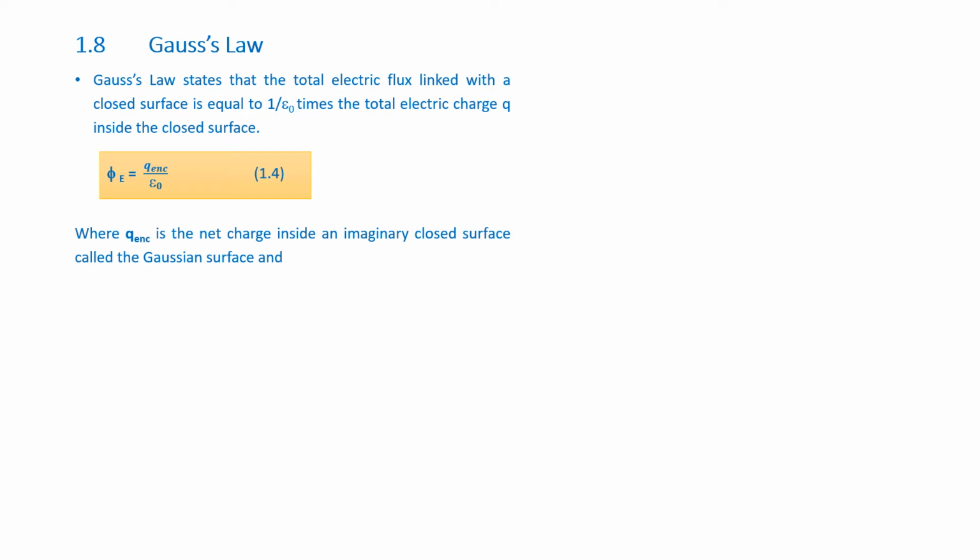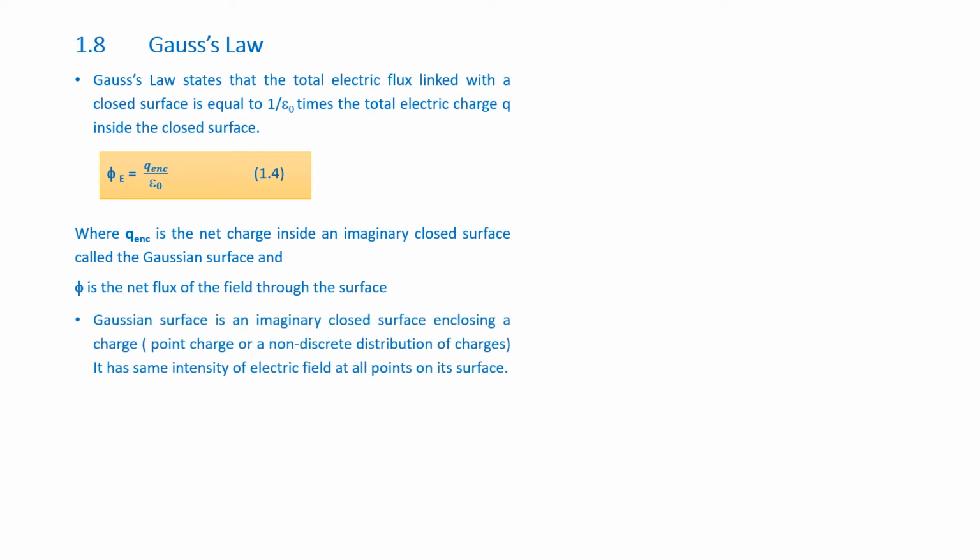Q enclosed is the net charge inside an imaginary closed surface called the Gaussian surface, and phi is the net flux of the field through the surface. A Gaussian surface is an imaginary closed surface enclosing a charge.